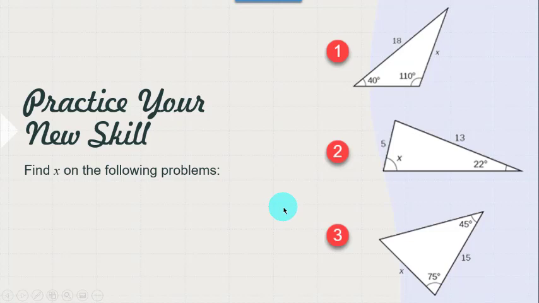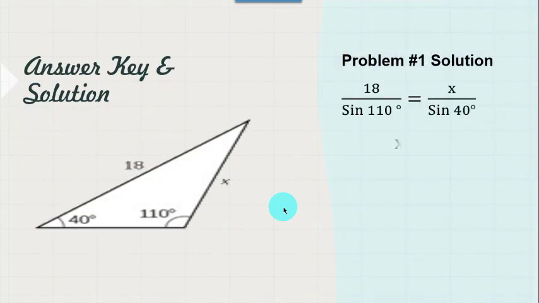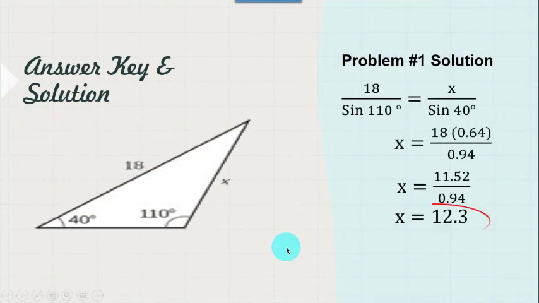Okay, time's up. How's your solving? Was it easy? Was it hard? Or was it difficult? Anyway, let us check your work. I will show you the solutions to these three problems on the screen. So problem number 1, the solution is this, and the correct answer is 12.3. Did you get the correct answer?